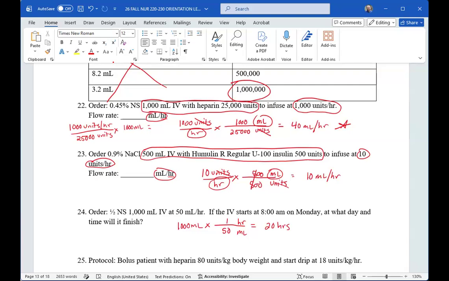So if we started at 8 a.m., 20 hours later would be what time? The way I do this, I just say, what would it be 24 hours later? Well, 24 hours later, it will be Tuesday at 8 a.m. And so if it's 20 hours later, we're just going to minus 4. So it'll be Tuesday at 4 a.m.